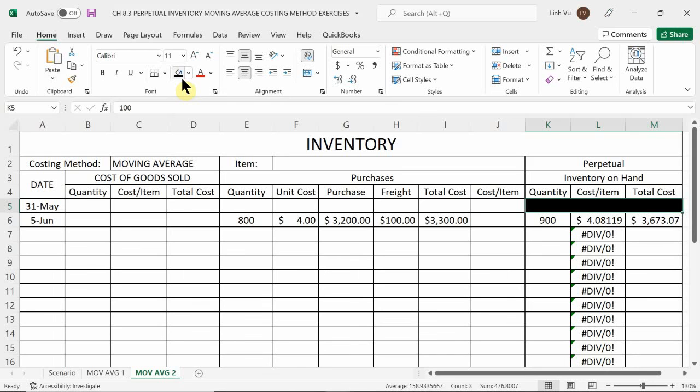So there you go. I hide that because I don't have 100 units anymore. After purchasing this inventory, I now have 900 units. And this tells you, when I made this purchase, I now have 900 units as of June 5th, right? So that's that right there.